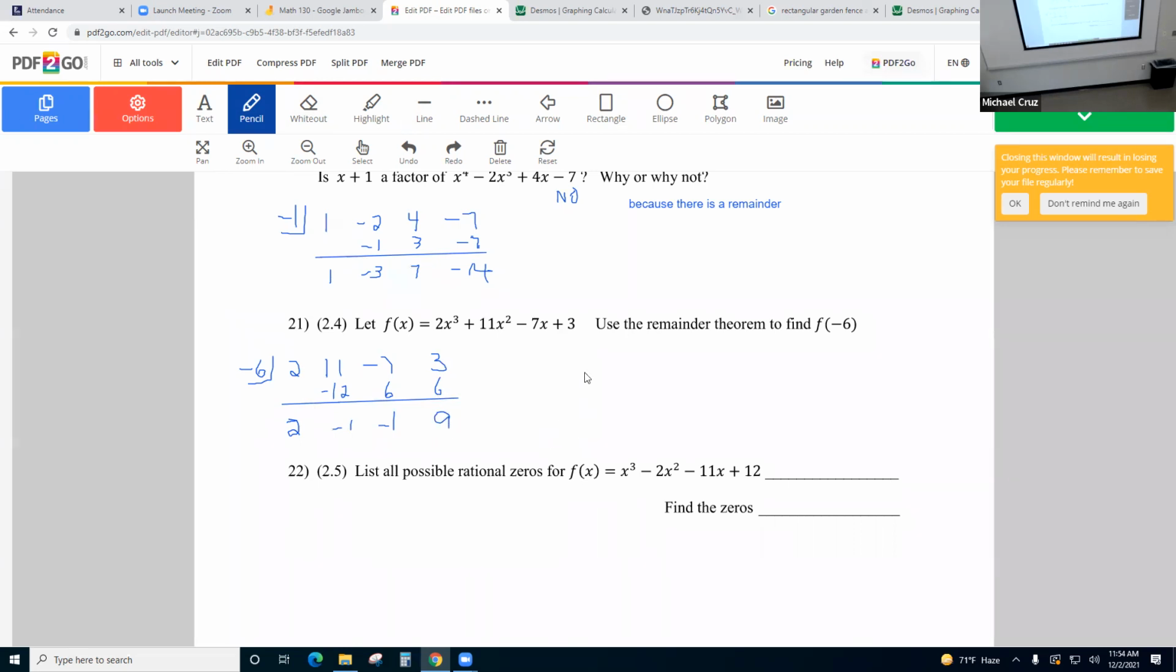All right, so what this tells us is that f of -6 is equal to 9. And the reason this is important is just because I think that's a lot less work than putting it in here and cubing and squaring and everything.